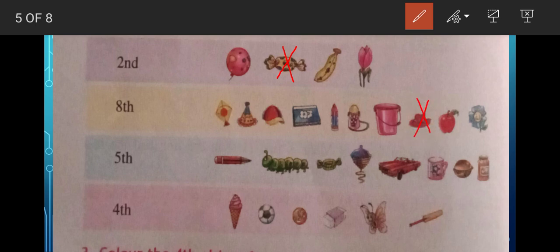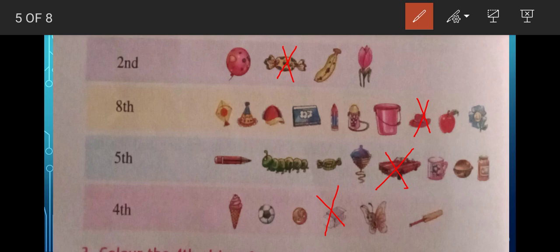Okay. Now here you have to cross the fifth one. Fifth one is the car, isn't it, children? Now the last one, you have to cross the fourth one. Fourth one is the eraser, isn't it? So you keep on doing along with me.